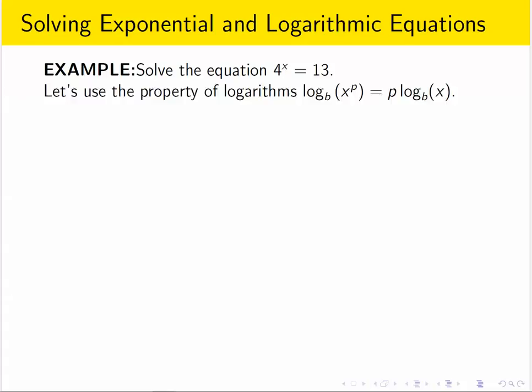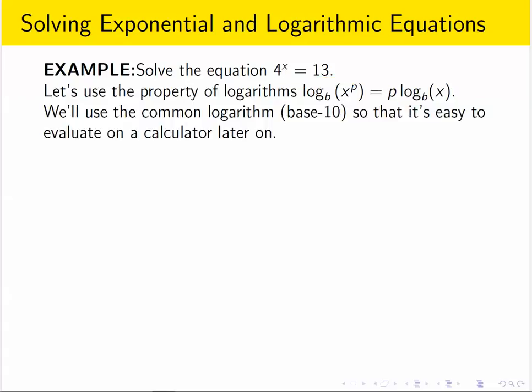So, in particular, we're going to use the property that allows us to imagine we're taking an exponent and moving it out front to change this into just multiplication. This property works for any base logarithm. And in this problem, let's apply it with base 10, the common logarithm, so that we don't have to do any extra work on a calculator when we're ready to evaluate our final answer.